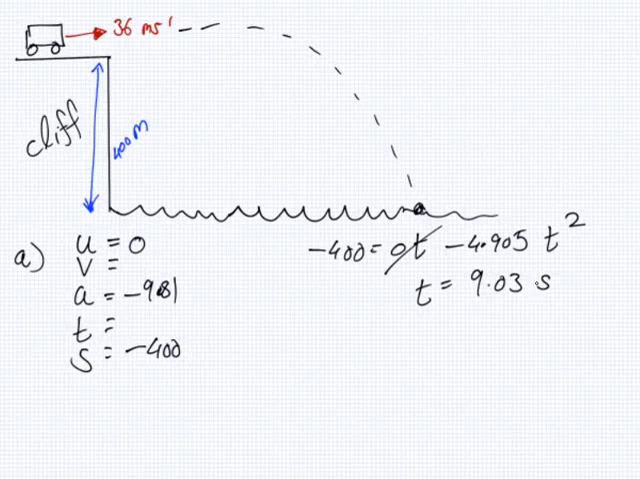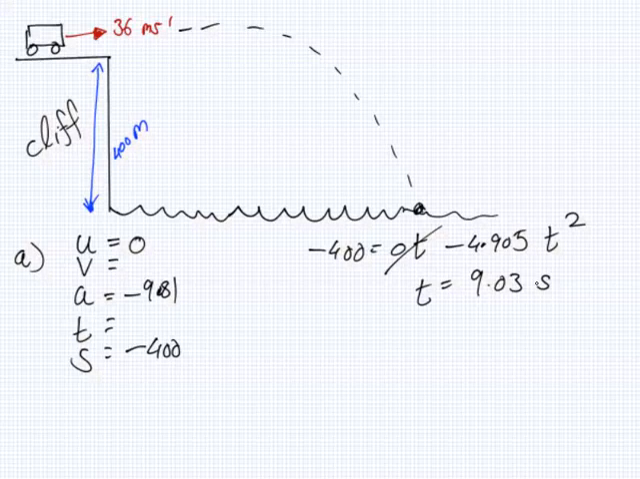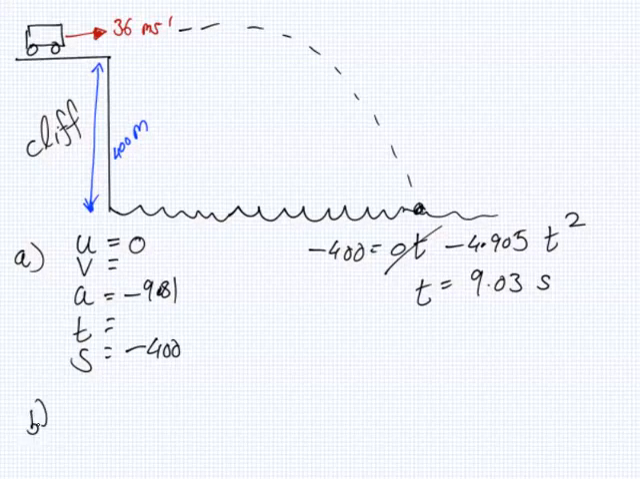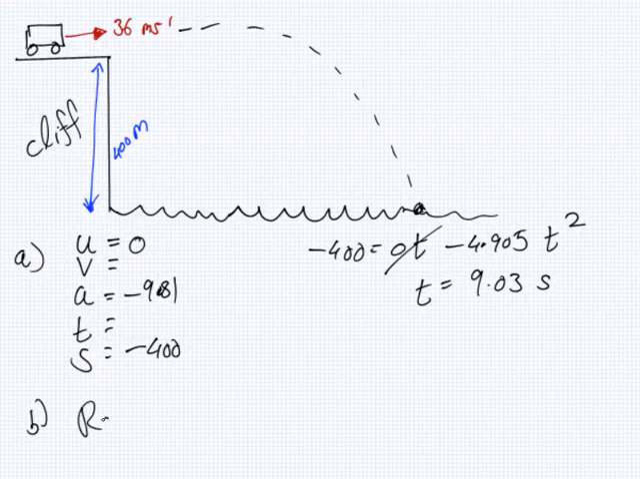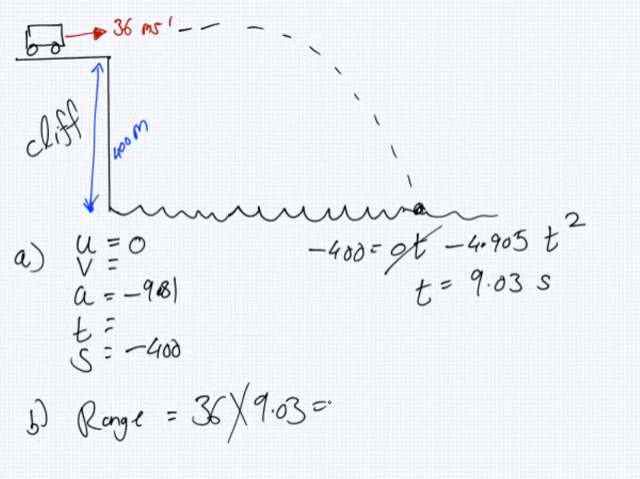Okay. Part B. What is the range? Okay, so what should I look at for the range? Horizontal or vertical? Horizontal. The range is the distance, and distance is speed multiplied by time. What's the speed? 36, and the time is 9.03. So this comes out to be 325 meters. That's the horizontal here.